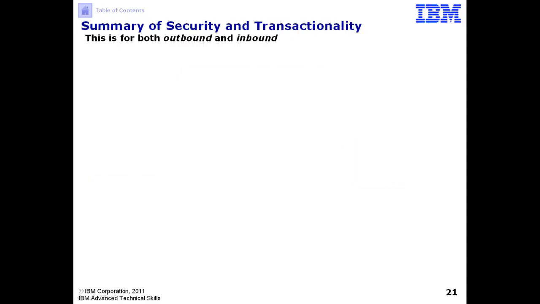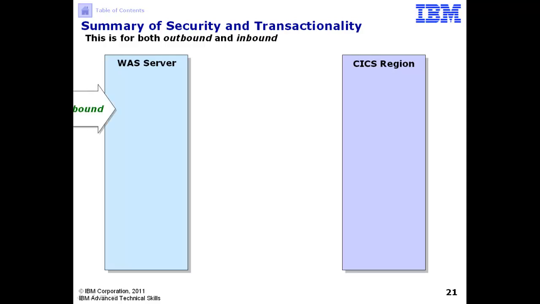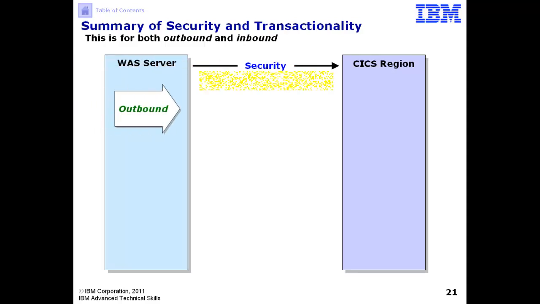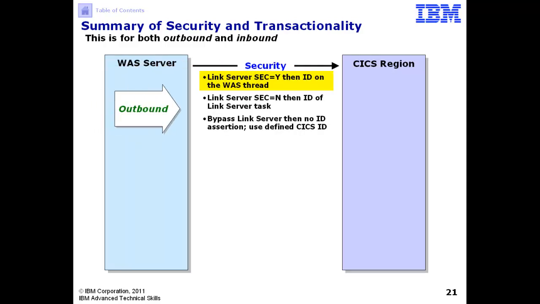Let's summarize what we have just discussed. We'll organize this by outbound first, then inbound. For outbound calls and security, you may assert the ID of the WAS thread into the CICS region if you use the link server task and specify security equals yes. Or you may choose to use the identity of the link server task by specifying security equals no.